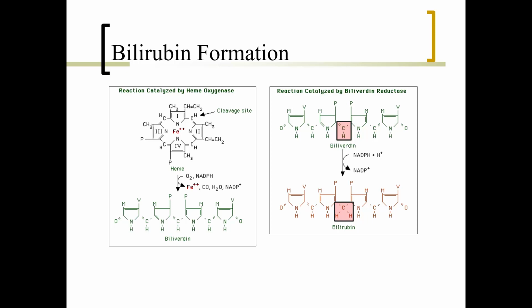To form bilirubin, we start off with the hemoglobin. Hemoglobin is broken down into its subunits, and the heme group is cleaved. And when that heme group is cleaved open, it's converted to biliverdin. Biliverdin is then cleaved again to produce bilirubin. Biliverdin is green in color, bilirubin is yellow in color.